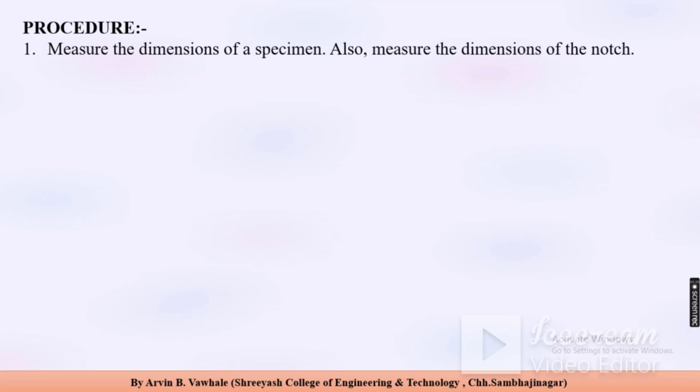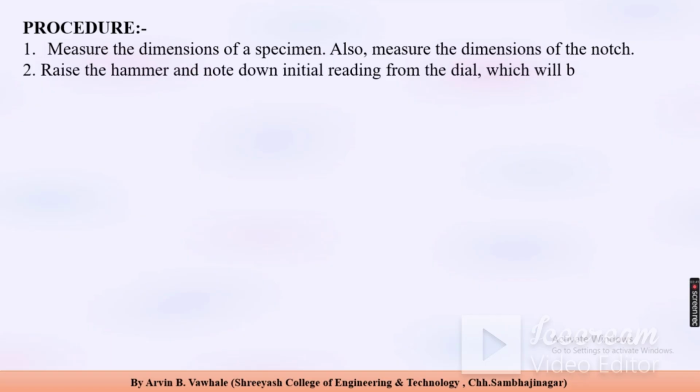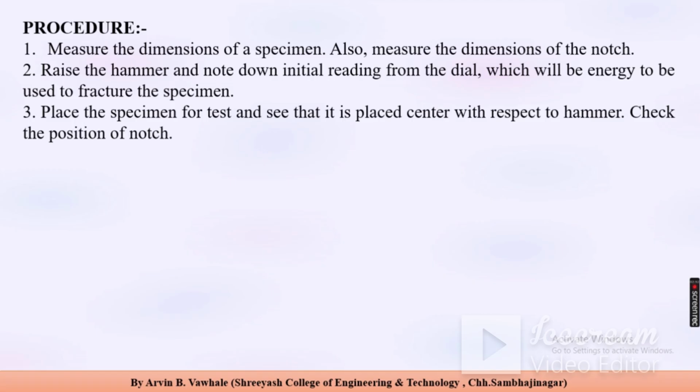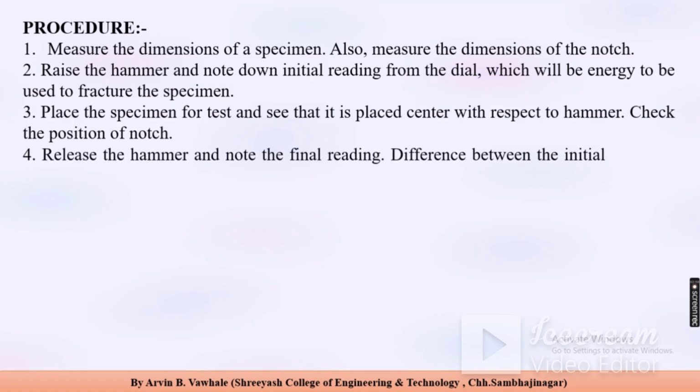Procedure. 1. Measure the dimensions of the specimen. Also measure the dimensions of the notch. 2. Raise the hammer and note down the initial reading from the dial, which will be the energy used to fracture the specimen. 3. Place the specimen for the test and see that it is placed at the center with respect to the hammer. Check the position of the notch. 4. Release the hammer and note the final reading.